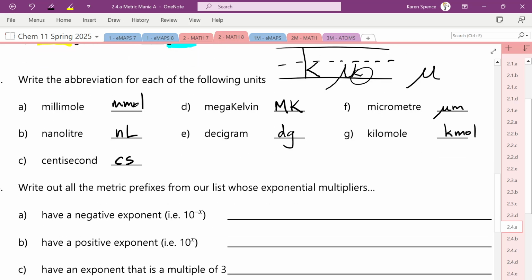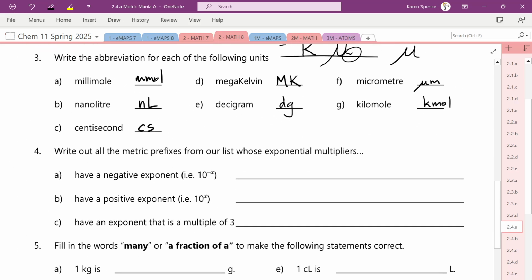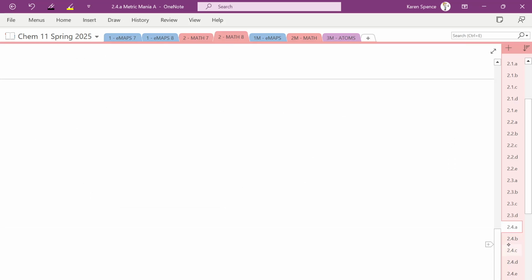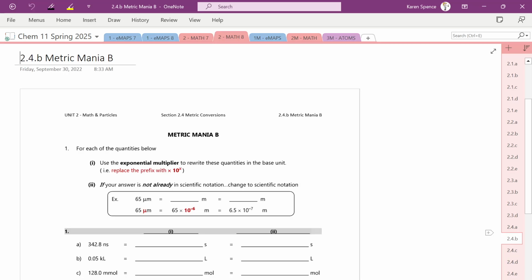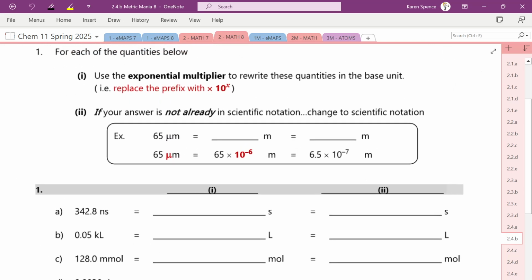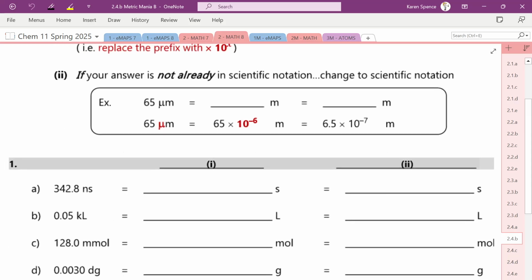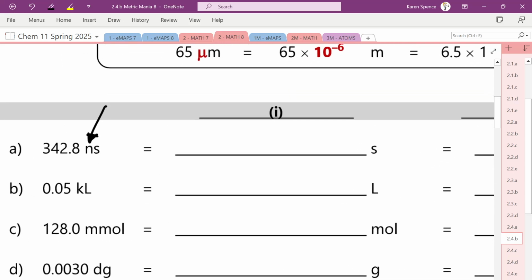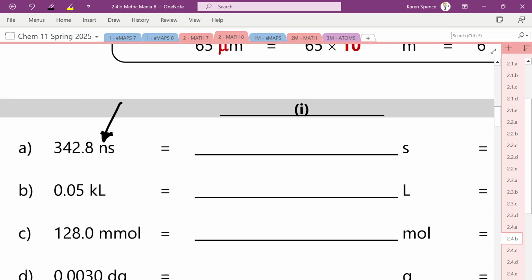All right, we are not going to do number 4. We're not going to do number 5. Now we're going to go on to this one here. And I'm going to show you how to do a couple of these, all right? So if I have a nano, I can replace nano with what? 10 to the negative 9.